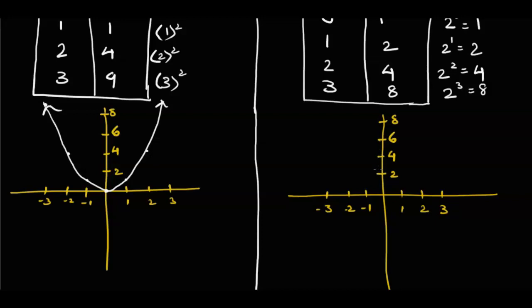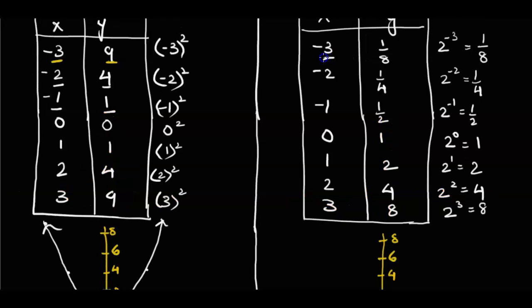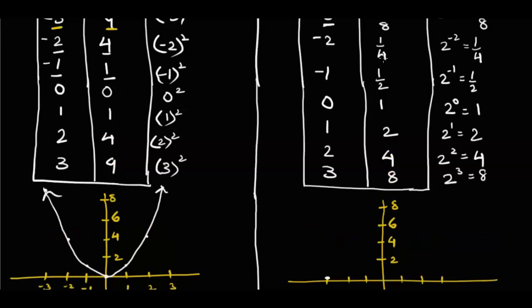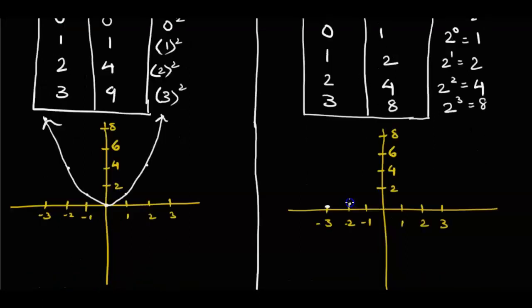Now let's see how the graph of the exponential relation looks. When x is -3, y is 1/8. That's a very small number, it's 0.125. So let's say the point is somewhere here. Similarly, when x is -2, y is 1/4, which is 0.25, a little bit higher than the previous 1/8. This would be here. When x is -1, y is 0.5, that would be here. When x is 0, y is 1, that's here. When x is 1, y is 2. When x is 2, y is 4. And when x is 3, y is 8. So this is how the graph of an exponential relation looks.